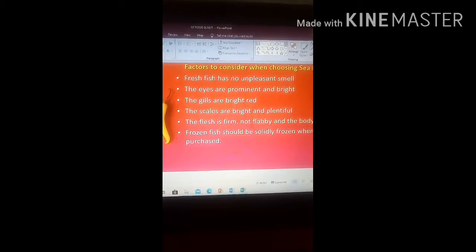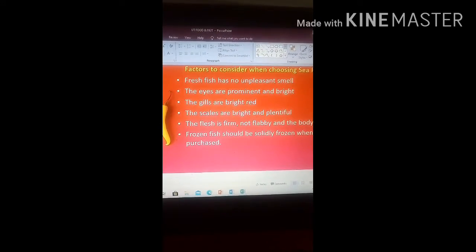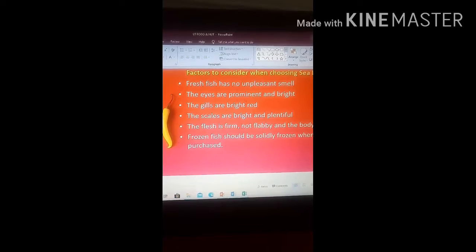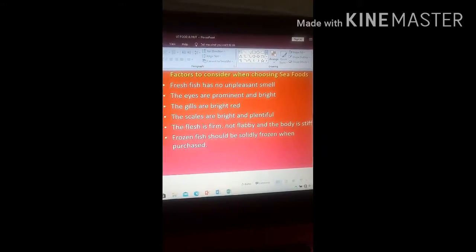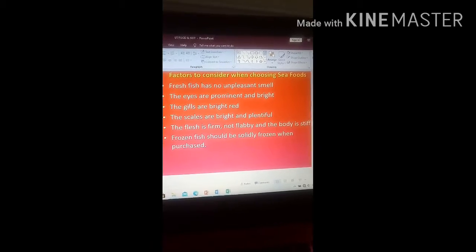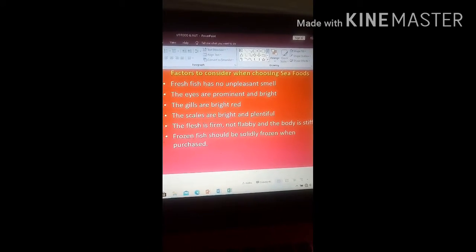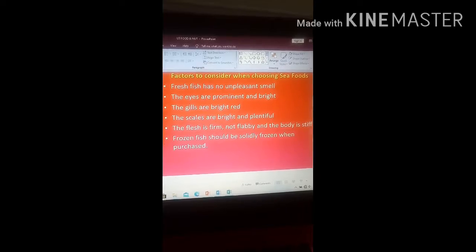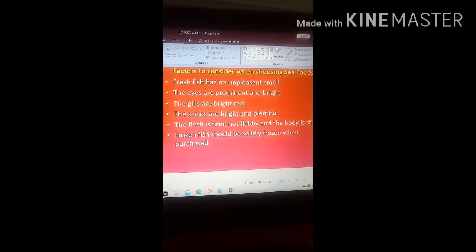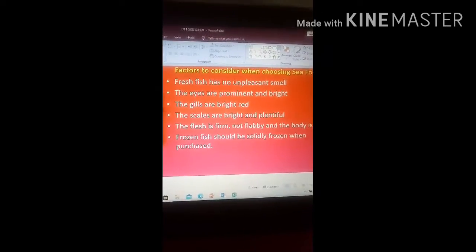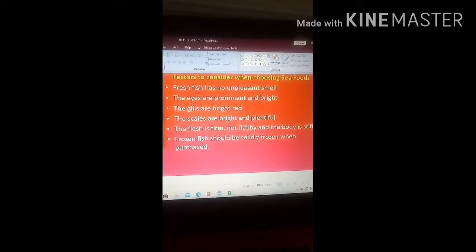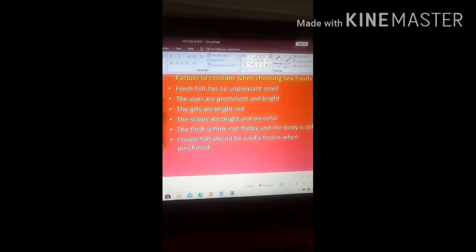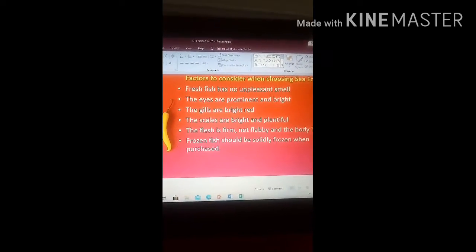It is not charred fish. Some fishes must have been in the freezer for a few days and probably there's no light, so the fish has thawed. Then the seller refreezes it again, then brings it to the market. That is not fresh fish, that is thawed fish. Such kind of fish, they don't have prominent or bright eyes.